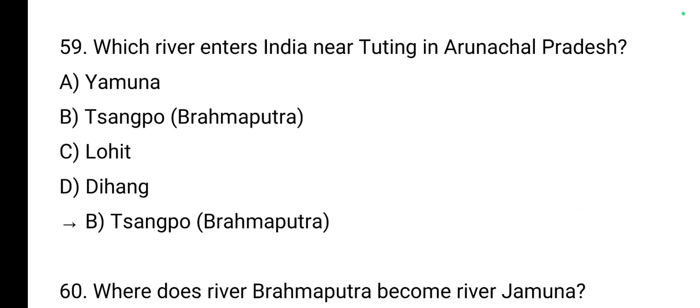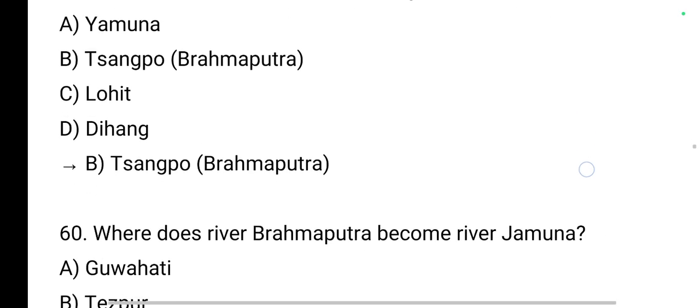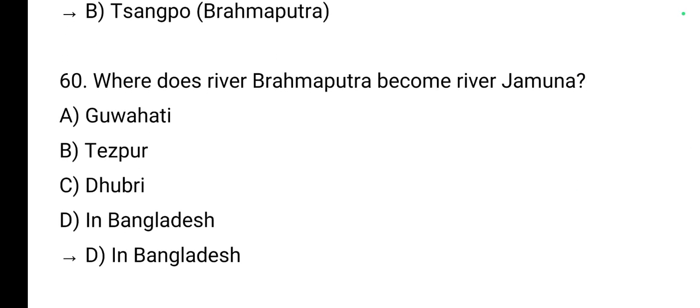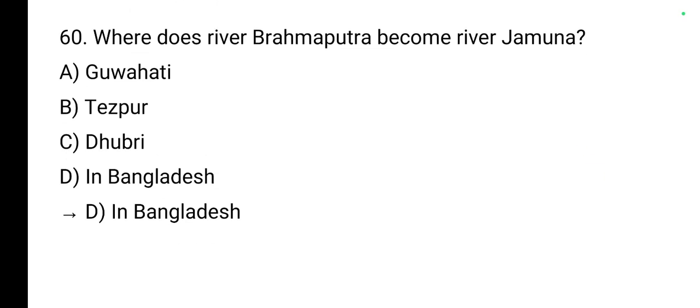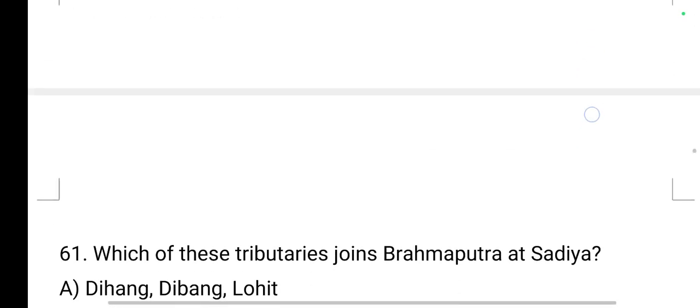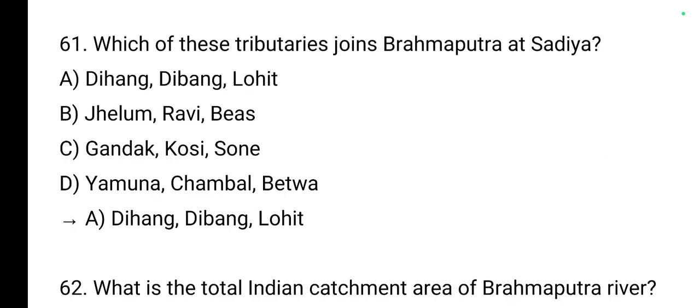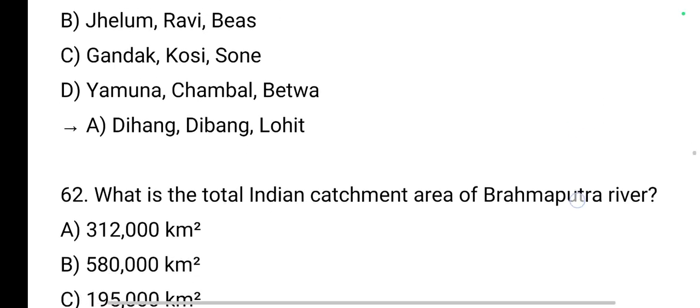Which river enters India in Arunachal Pradesh? So it is Brahmaputra river, Siang or Tsangpo. Where does river Brahmaputra become river Jamuna? So it is in Bangladesh. Which of these tributaries join Brahmaputra at Sadiya? So it is Dihang, Dibang and Lohit.